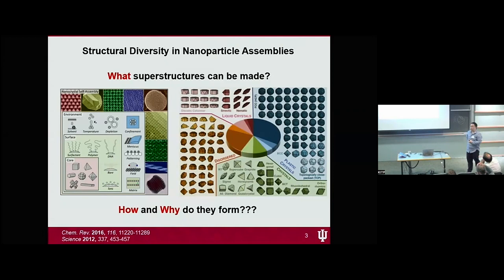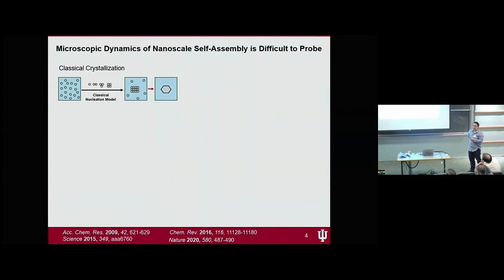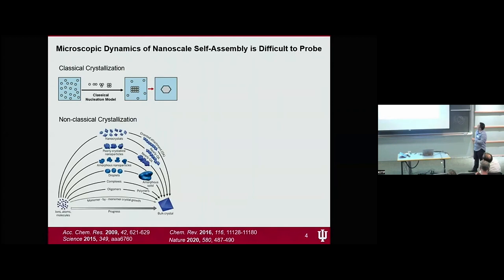So self-assembly of nanoparticles is essentially a crystallization process. To describe crystallization, there's classical crystallization, which is a highly simplified picture that assumes the nuclei share the same thermodynamic properties and structure as the final bulk crystals. In nanoparticle assemblies, more often they follow so-called non-classical crystallization pathways where the intermediates can be quite complex. They can be amorphous particles or small crystallites that further attach, orientedly or not, into larger-scale objects.